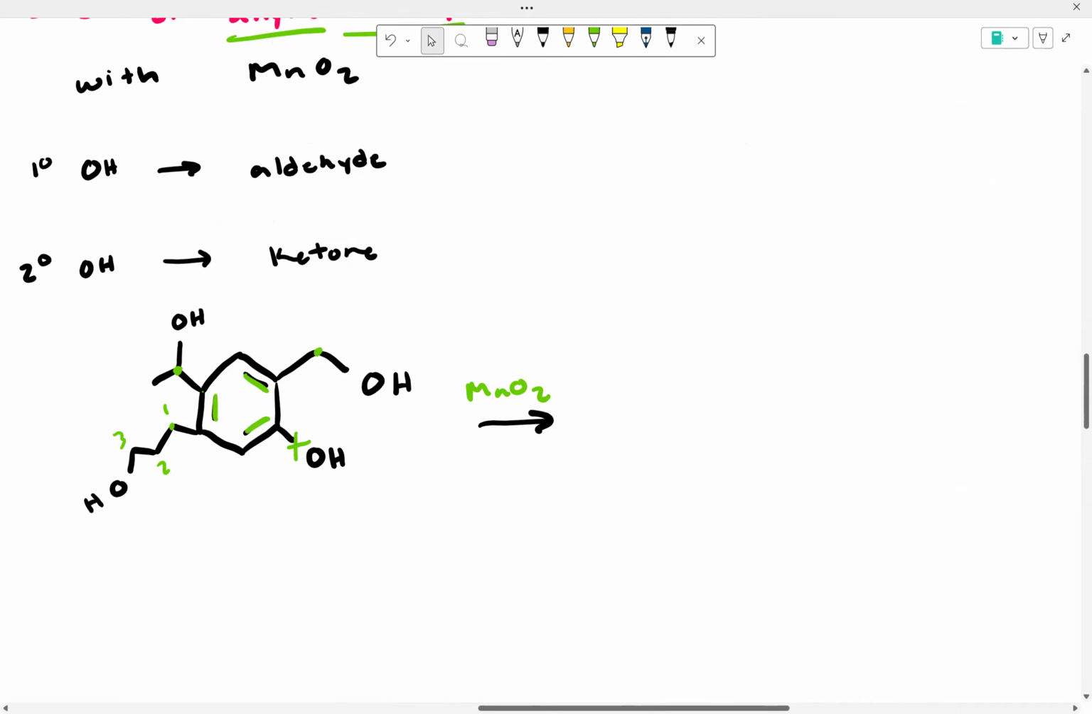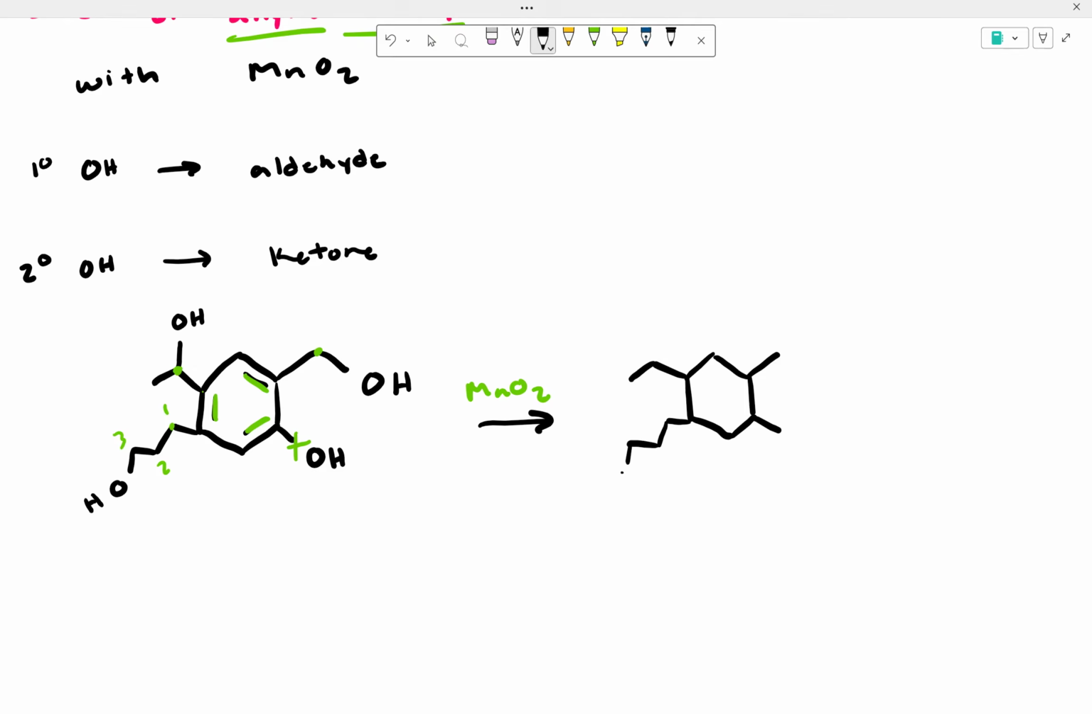So what happens is we get this molecule where our magnesium oxide only oxidizes the allylic alcohols. This means that the bottom ones stay as alcohols, but our primary alcohol becomes an aldehyde, and our secondary alcohol becomes a ketone.